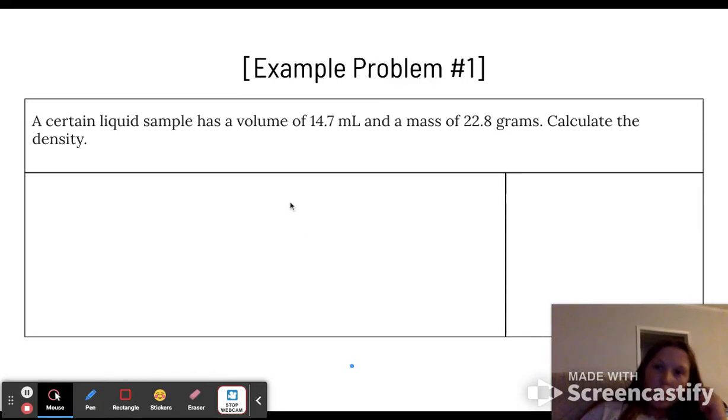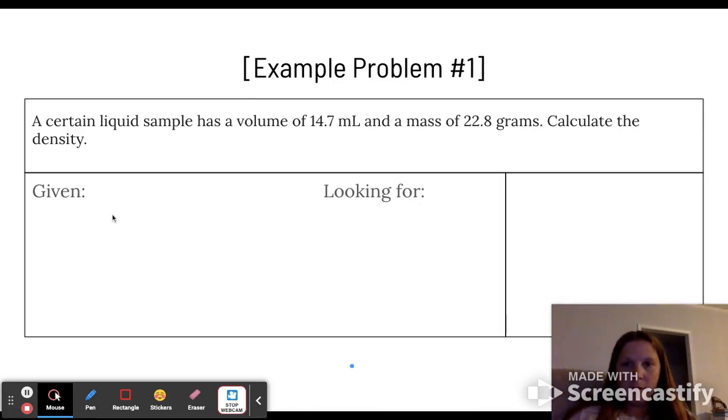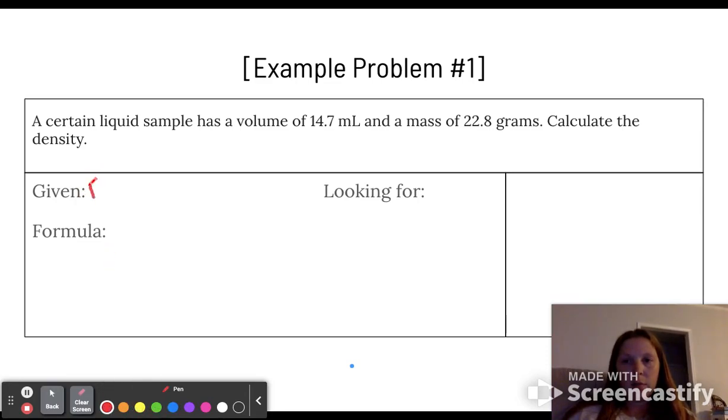All right, so let's look at this example. It says a certain liquid sample has a volume of 14.7 milliliters and a mass of 22.8 grams. Calculate the density. So we are going to look at our givens. Our given here is a volume of 14.7 milliliters, and we've got a mass of 22.8 grams.